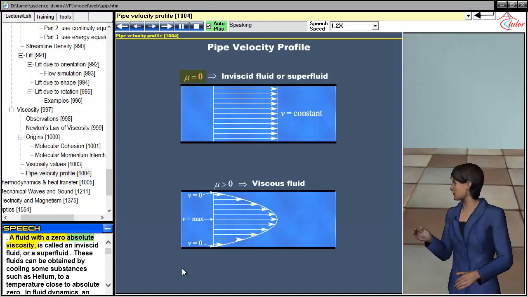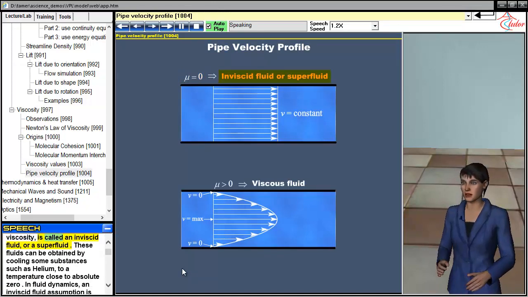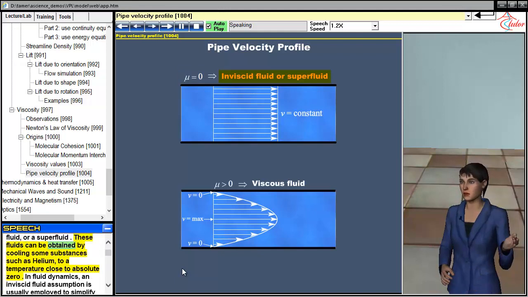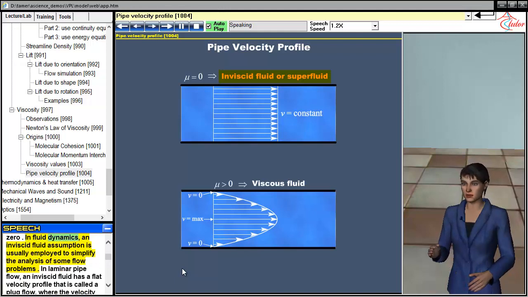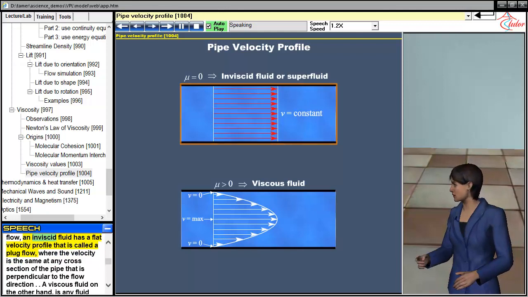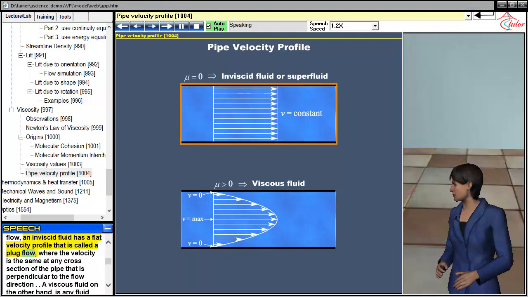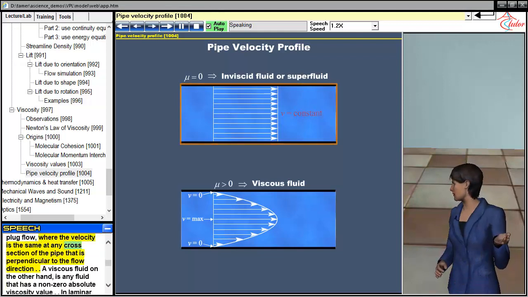A fluid with a zero absolute viscosity is called an inviscid fluid, or a superfluid. These fluids can be obtained by cooling some substances such as helium to a temperature close to absolute zero. In fluid dynamics, an inviscid fluid assumption is usually employed to simplify the analysis of some flow problems. In laminar pipe flow, an inviscid fluid has a flat velocity profile that is called a plug flow, where the velocity is the same at any cross-section of the pipe that is perpendicular to the flow direction.